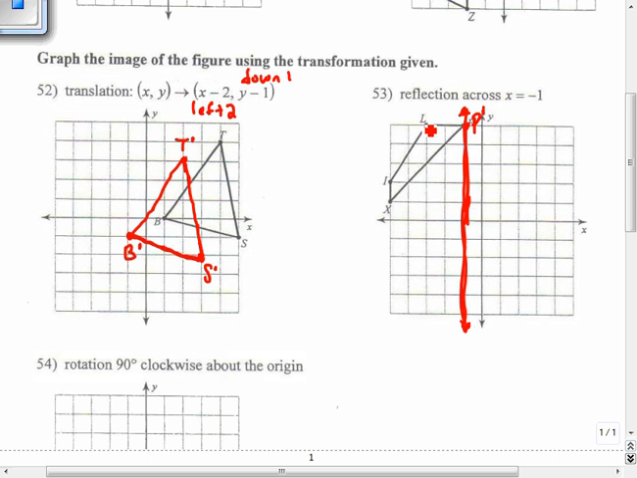Okay, L is 2 to the left, so now it's going to be how many to the right? Okay, I was 4 to the left, so now it's going to be 4 to the right of the line of reflection. Once again, use your straight edge. And X was 4 to the left, so it's going to be 4 to the right.